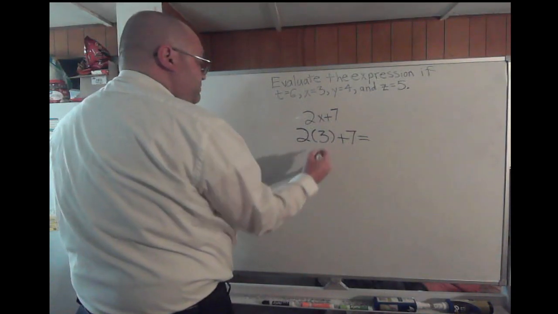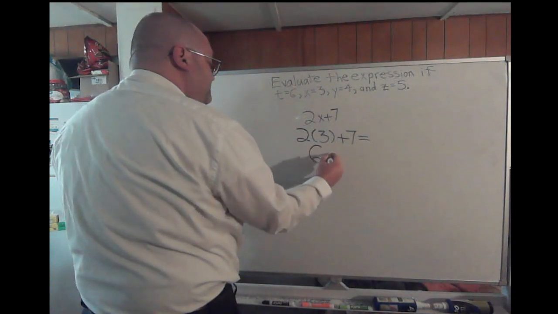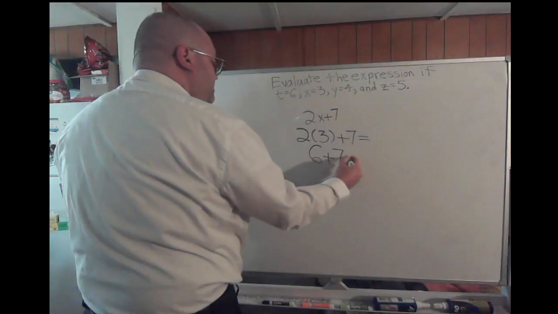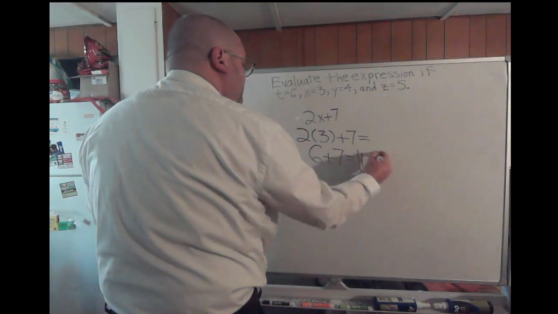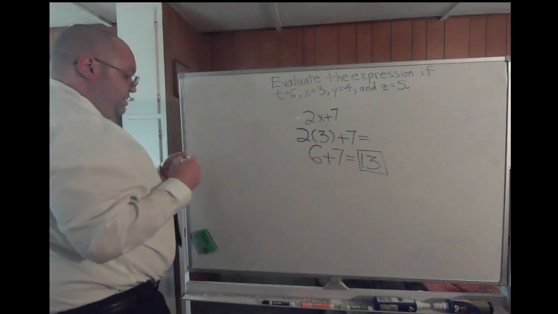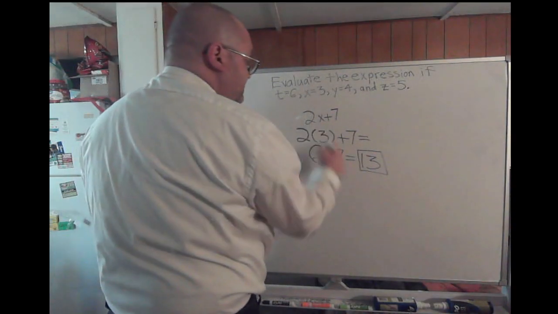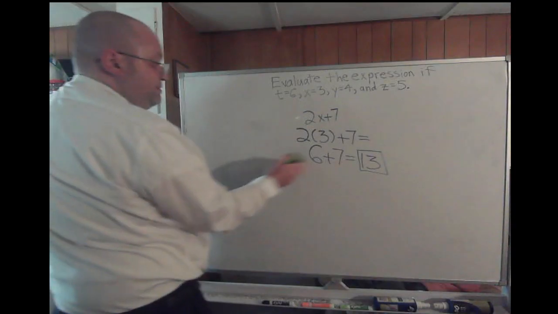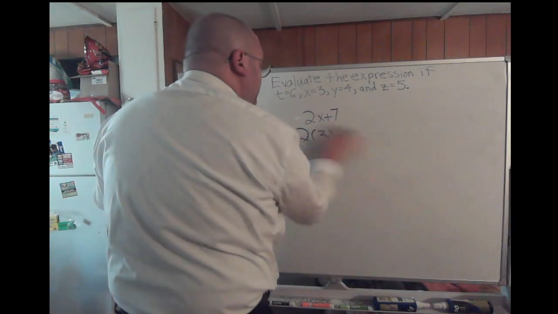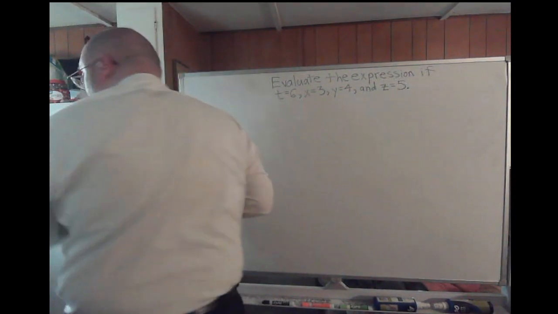Well, 2 times 3, that's 6, so we'd have 6 plus 7, which, as we know, would equal 13. So the answer to this, 2x plus 7, it would be 13. If we stick in 3 for x, we get 13. And I got more examples, plenty more, in fact.